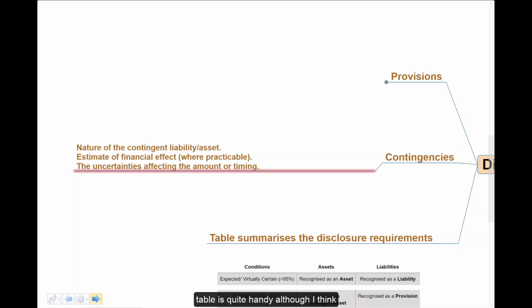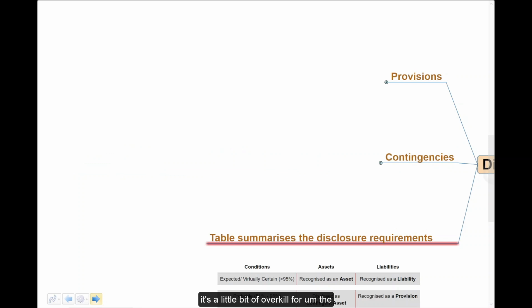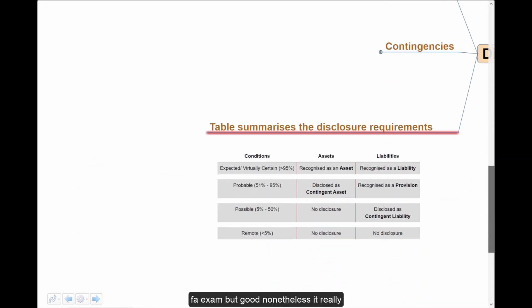This next little table is quite handy, although I think it's a little bit of overkill for the FA exam, but good nonetheless. It really summarizes the disclosure requirements and indeed the accounting treatment for these various possibilities. Now, would I suggest that you go as far as to literally rote learn or memorize this right now? I don't think so, because I think that if we focus in on my four main areas, definitions, conditions or criteria, accounting treatment, and basic disclosure.